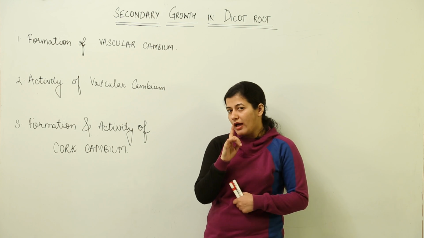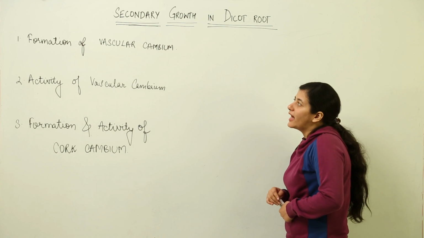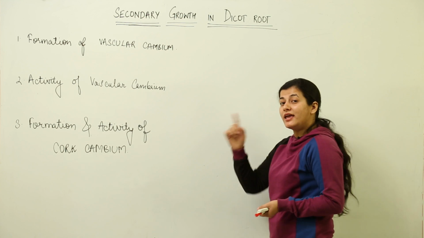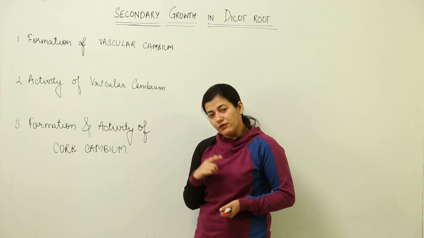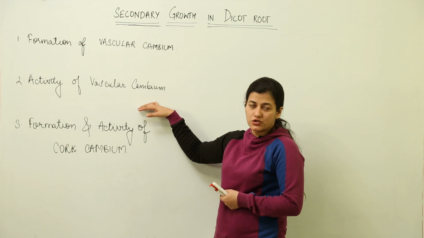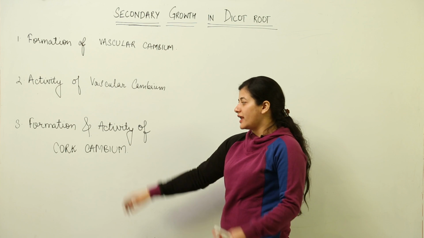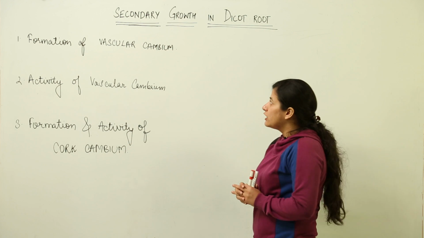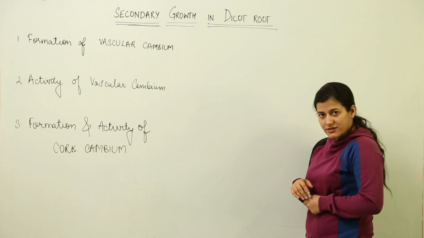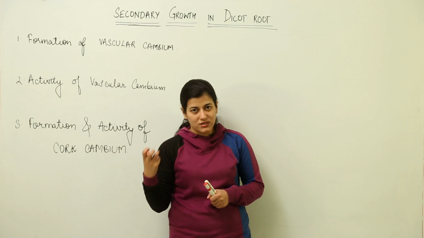One thing is that no annual rings are formed. Secondly, we have to remember that the formation of vascular cambium takes place as the first step, unlike the formation of the cambial ring, which was the first step in dicot stem. Then the vascular cambium shows activity, which is the formation of secondary tissue from itself, and lastly there is formation and activity of the cork cambium. Now because you are quite aware of what happens in secondary growth, there is formation of secondary xylem and secondary phloem, and we have a presentation as well for this particular topic.